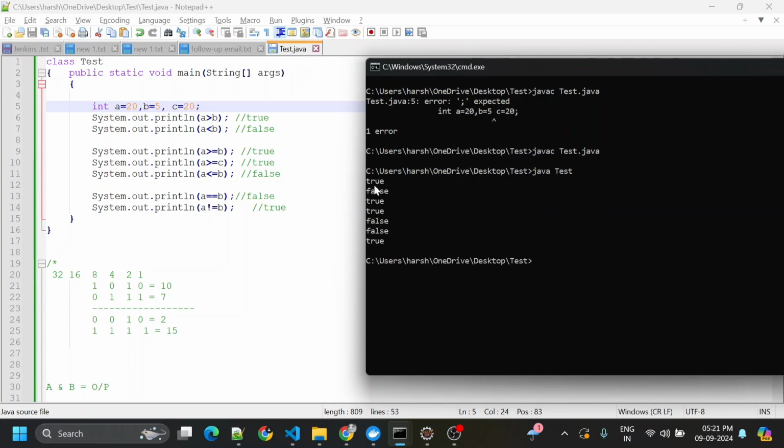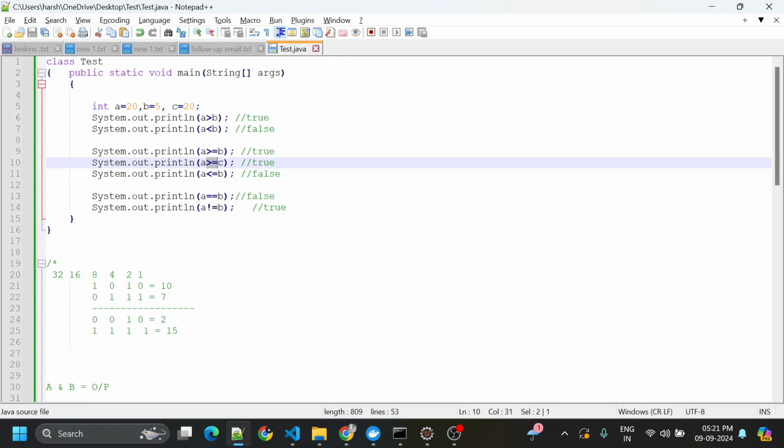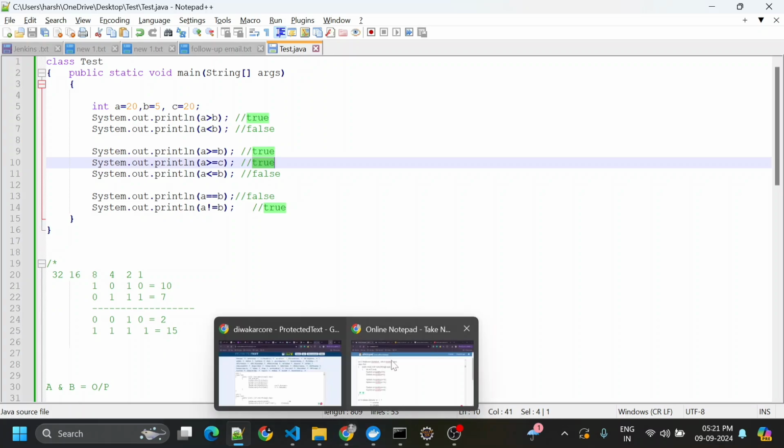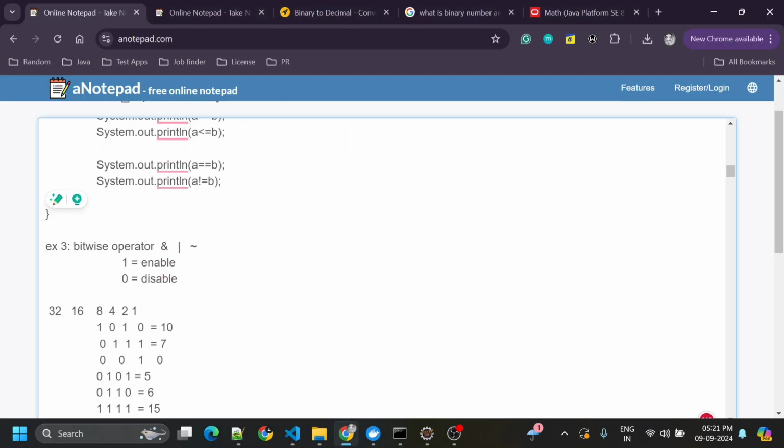The first one is true. Then we have false. Then we have true. Then again we have true. Okay. Then we have false, false, and then true. So I hope you guys understand this because a is greater than b, it's true. a is greater than c? No, a is equal to c, right? That is why we got an answer as true over here as well. So these are the relational operators, and now we'll learn what the bitwise operators are.